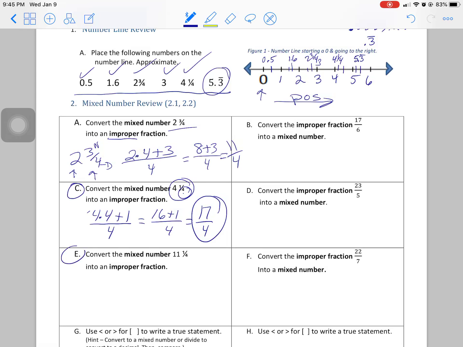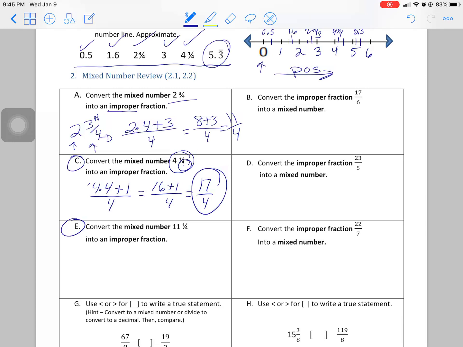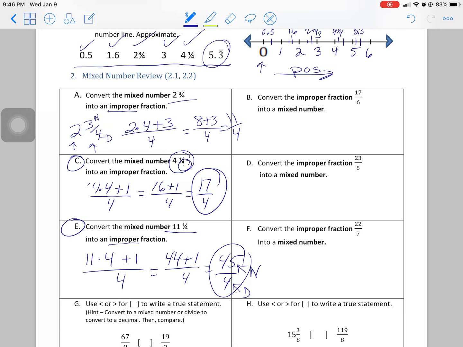So there's one more down here. If you don't mind, I'm going that way, and then we'll come back to these other ones. I don't know why these are all 4s, but it would be 11 times 4 plus 1 all over 4. So 4 times 11 is 44 plus 1, 45 over 4. Okay, that's how we take a mixed number and turn it into an improper fraction. An improper fraction is when the number in the numerator is larger than the number in the denominator.